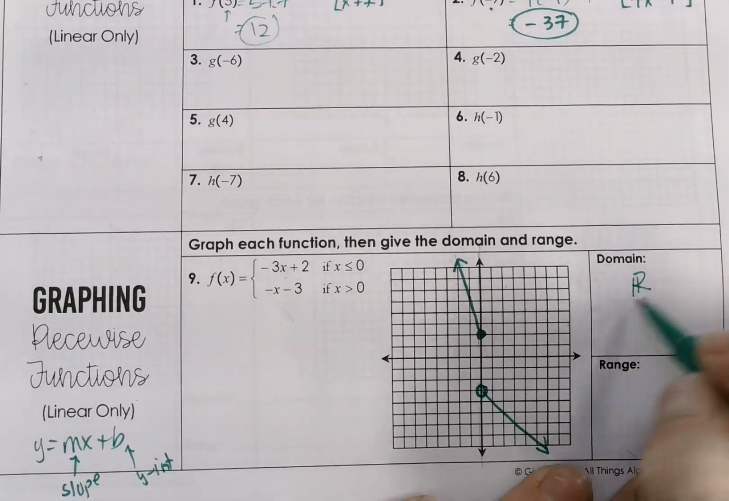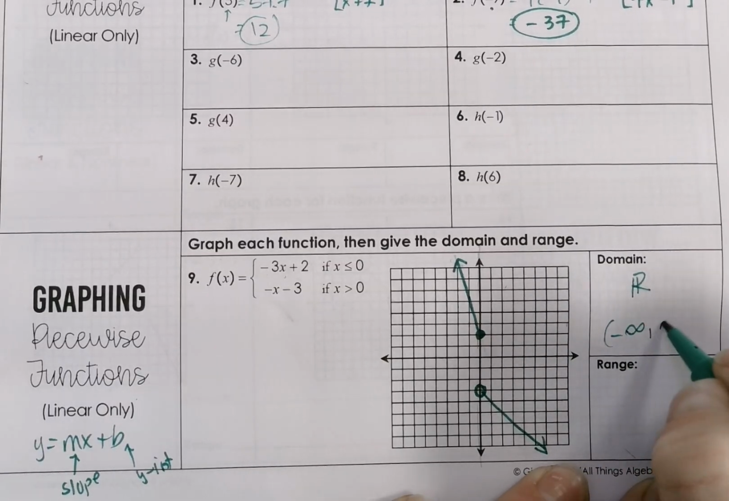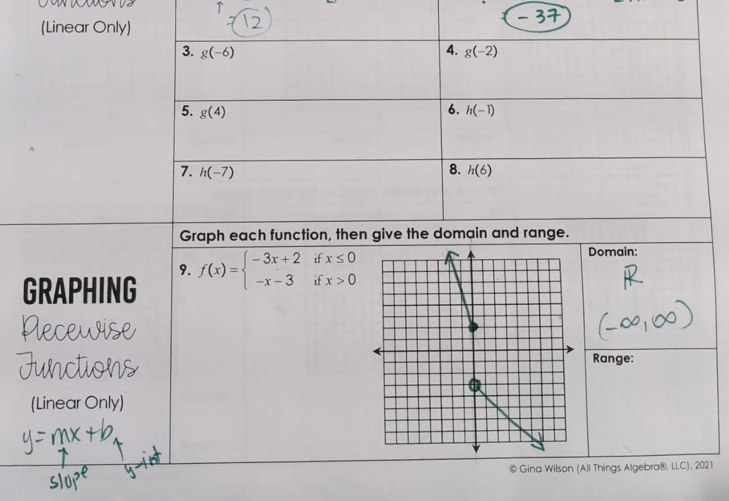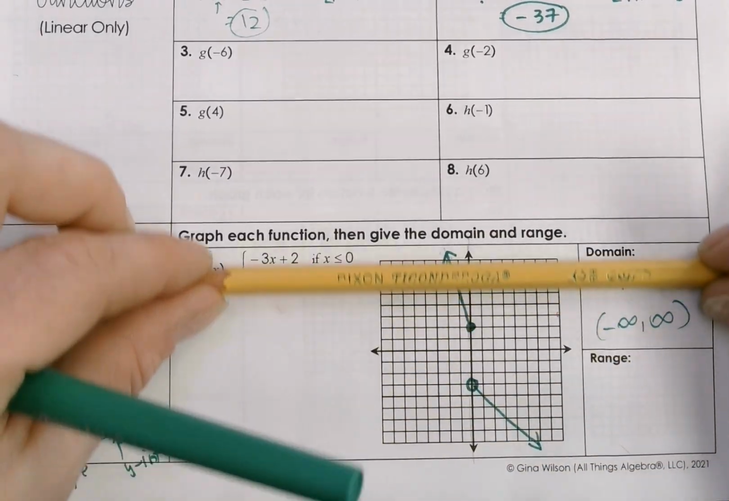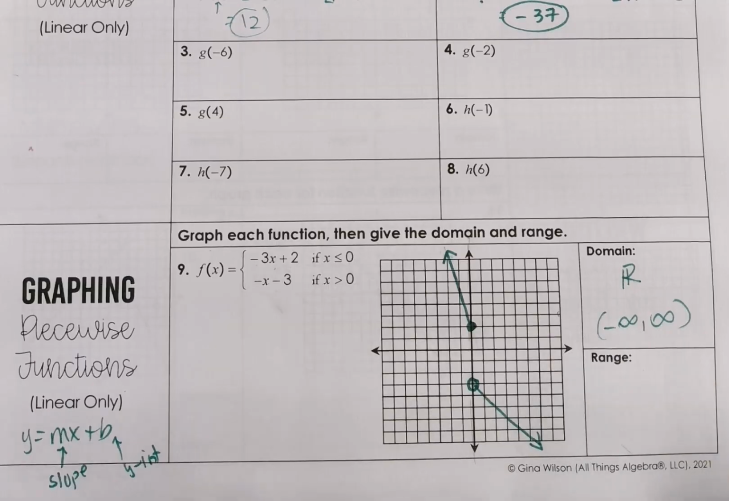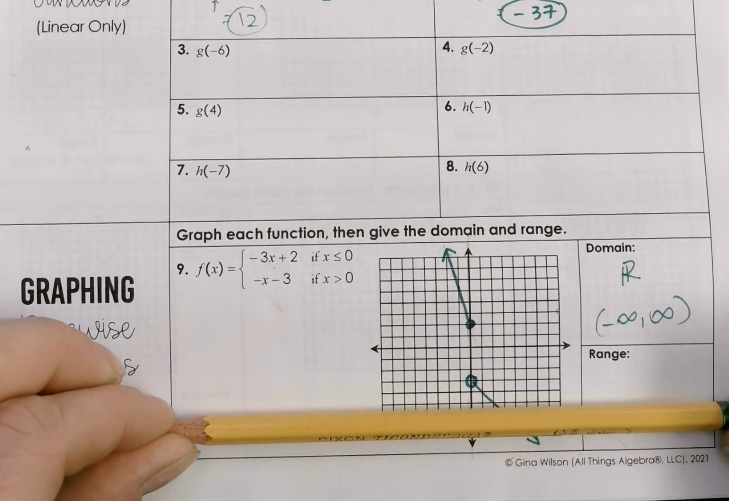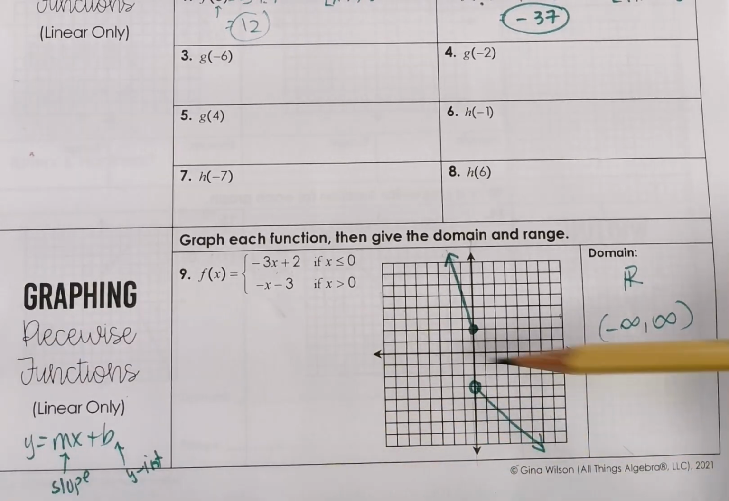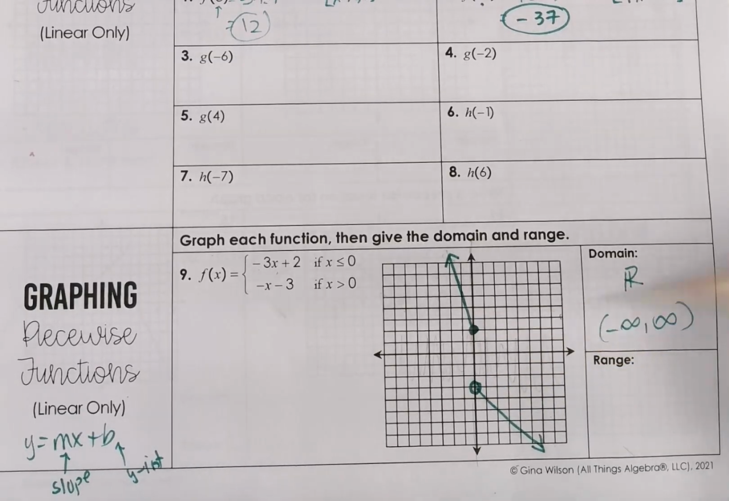And you can say this as R, which means all real numbers. You could also put it in interval notation, which looks like this, negative infinity to infinity. Either one of those would be fine. Our range, however, is not all real numbers. So now I'm scanning bottom up, right? I'm looking at all of the y values that come out of this function. And certainly this arrow goes down to negative infinity, but it stops at negative 3. I don't have any y values on this line in between negative 3 and 2.